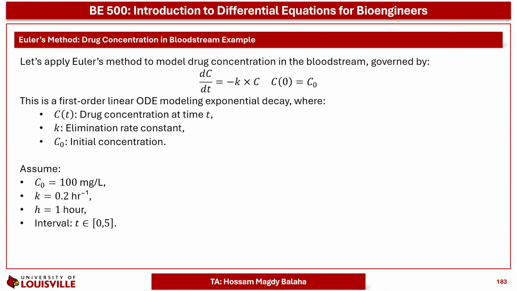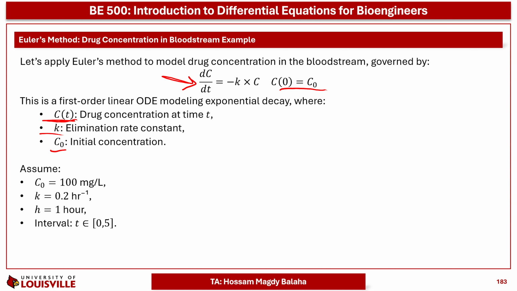So let's start with this example. We have a model for the drug concentration in the bloodstream, which is governed by this equation, dc by dt equals negative k multiplied by c. And we introduced that equation and that model earlier in the previous lectures. C of t here refers to the drug concentration at time t, k is the elimination rate constant, and c naught is the initial concentration. And we have an initial condition here, c of 0 equals c naught.